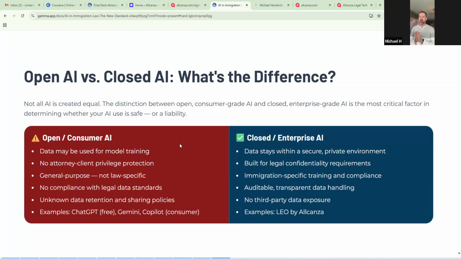So, closed or enterprise AIs. Data stays within a secured private environment, okay? It's all siloed. Your case is siloed from other cases, right? So your data doesn't even leak into other cases. It's not all just placed together. It's got actual silos inside the servers. Built for legal confidentiality requirements, okay? In other words, PII is masked.